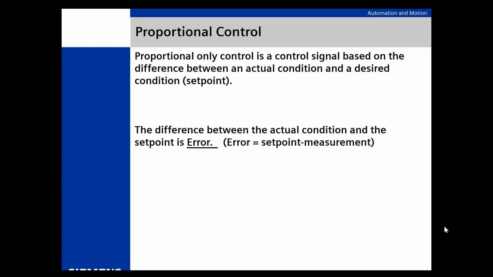If my flow meter is telling me I'm getting 300 GPM and I want to open the valve to 400, the error is that 100 GPM. Okay, valve opens, now I'm flowing 400 GPM, the error is gone, I've corrected the error, everybody's happy, I'm at set point.